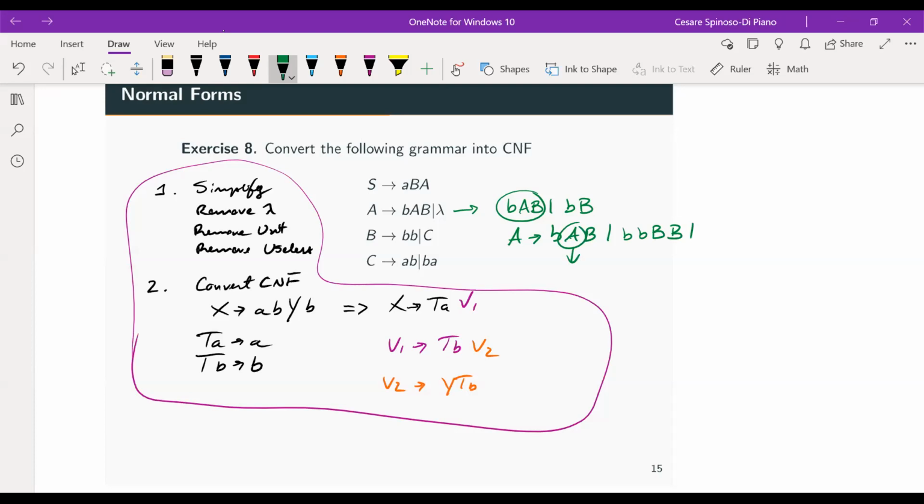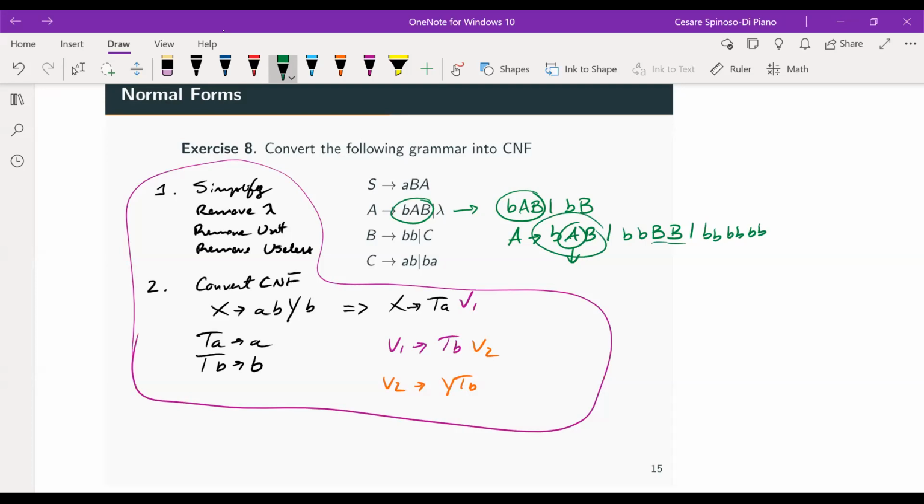So this isn't useless. It is generating, because I can replace A with, let's say what you just said, BB and then B, and then I can replace these B's with a bunch of B's. So I can generate using this production rule. So it is not useless.